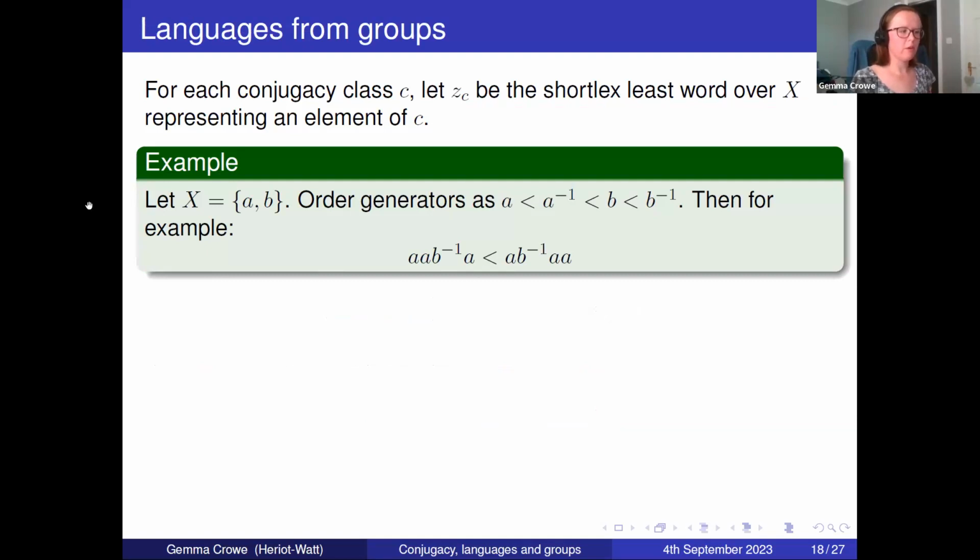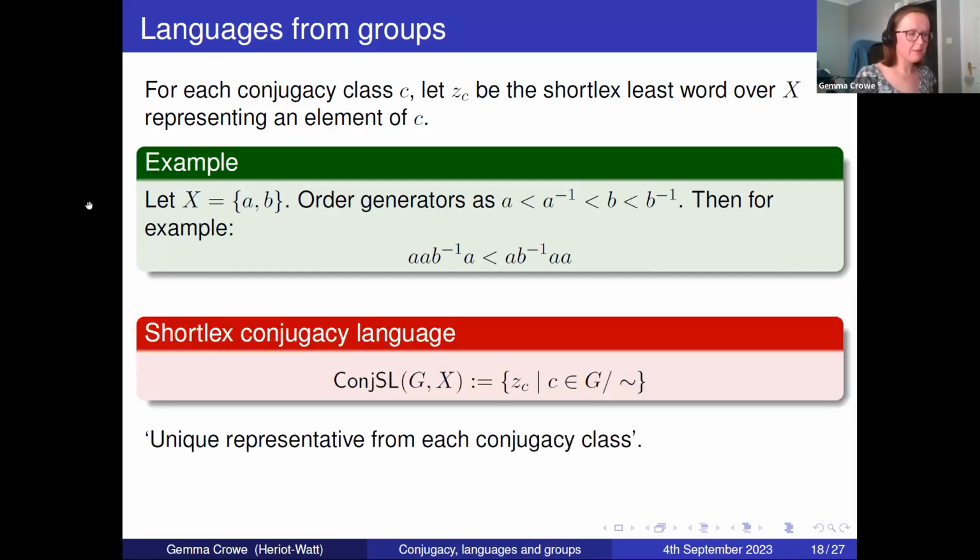And when we talk about short lex, what we mean is we first order by lengths of words, but then we also order by reading left to right and depending on the order of your set X. So here, for example, the second letter on the left is A and on the right is B inverse. And because A is less than B inverse with respect to that ordering on X, then we have that ordering on those words. So imagine for every conjugacy class, I now want to take the short lex least word which represents an element of a conjugacy class.